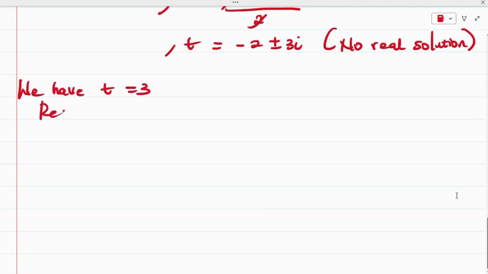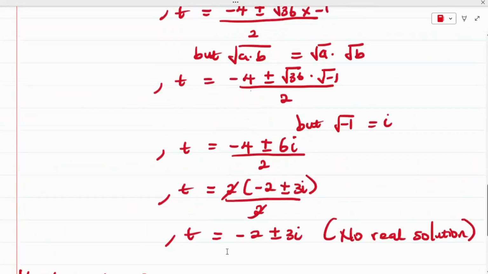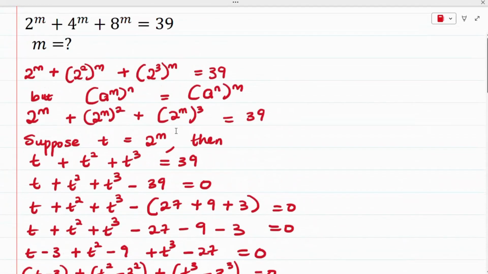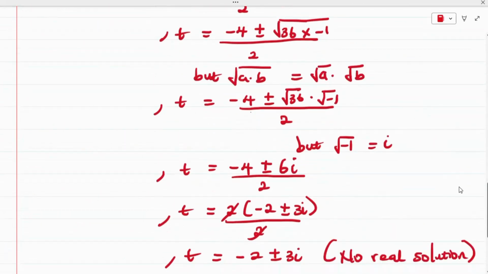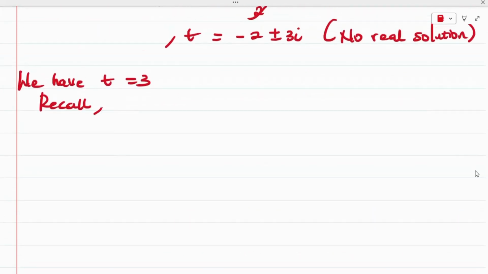So we want to simply recall. Now this part we say suppose that t is equal to 2 raised to the power of m, right? So doing that, we want to recall that t is equal to 2 raised to the power of m. So we have that t is equal to 3. So we have 3 is equal to 2 raised to the power of m. So I can easily rearrange this to be 2 raised to the power of m is equal to 3.